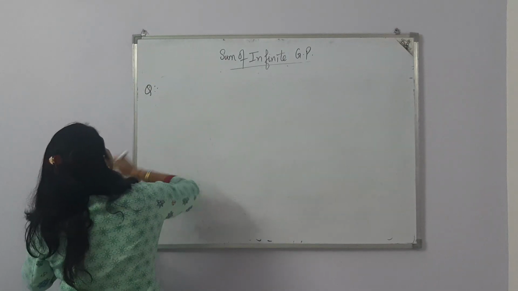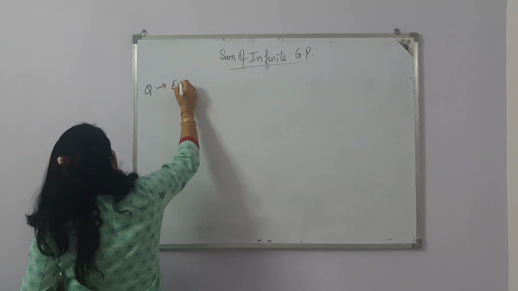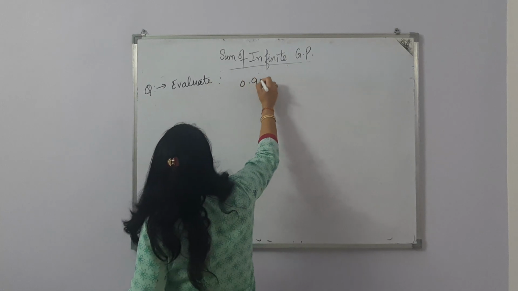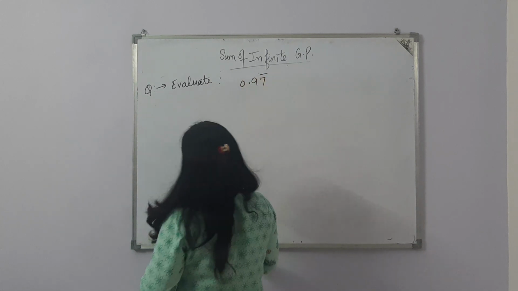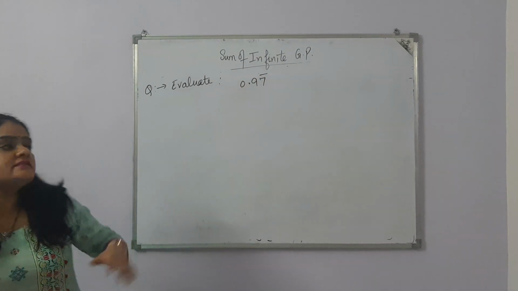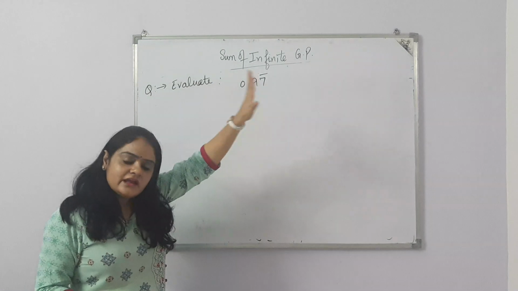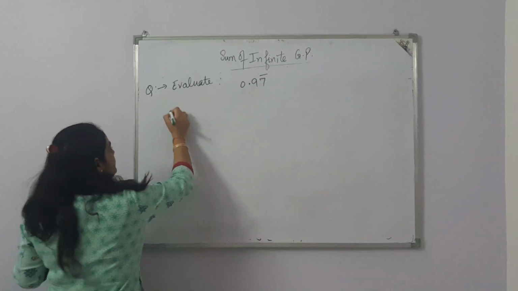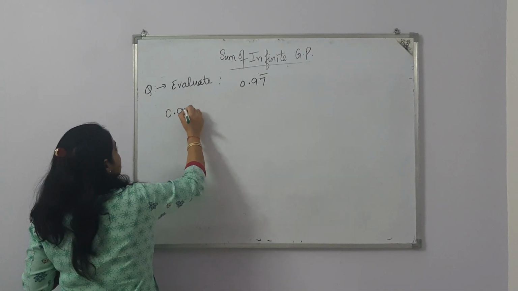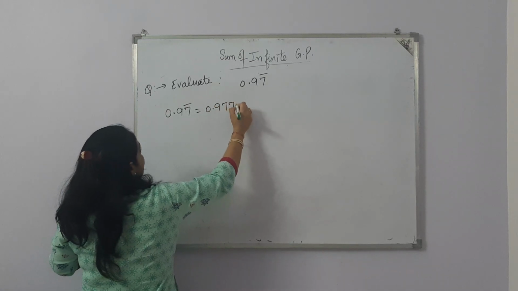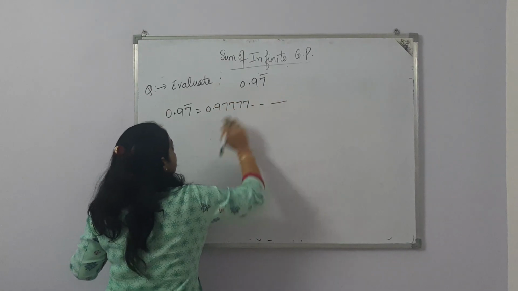Evaluate 0.97 bar. So there is a bar on the digit 7. That means 7 is repeating infinite times. So can I write 0.97 bar as 0.9777 and so on up to infinity?